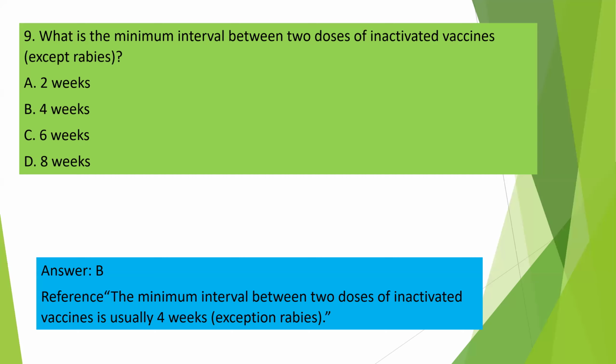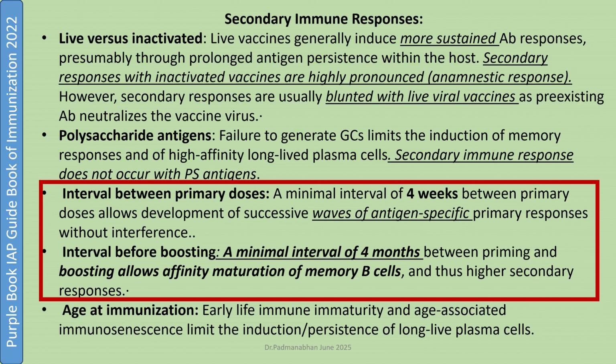Reference: the minimum interval between two doses of inactivated vaccine is usually 4 weeks. The exception is rabies. Why is rabies an exception? We will try to find out. I tried to find out, I couldn't make out. What exactly is the immunological basis by which you are giving a cell culture grown vaccine, considered a dead virus vaccine, at repeated intervals? I couldn't find out. But anyway, now read only what is given inside the bracket.